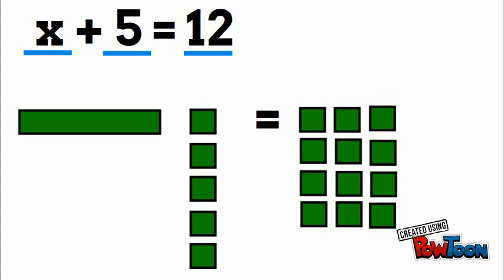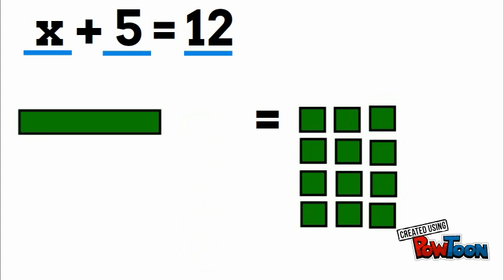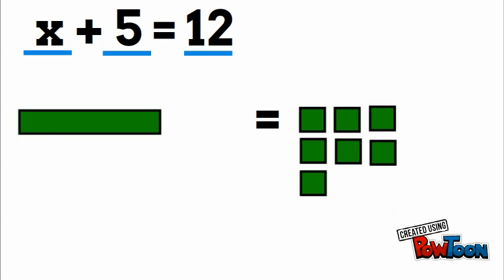To solve this, we got to get our variable by itself. So we're going to take away those 5 unit squares here, but whatever we do on the left side of the equal sign, we also got to take 5 away on the other side. And what's left is our answer. So now we have x equals 7.